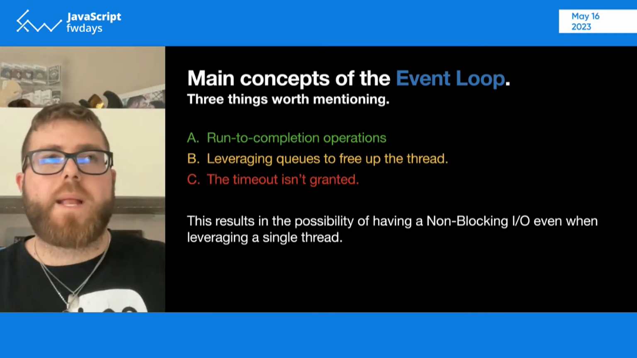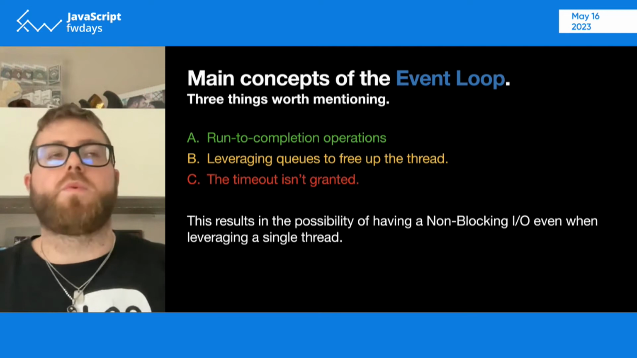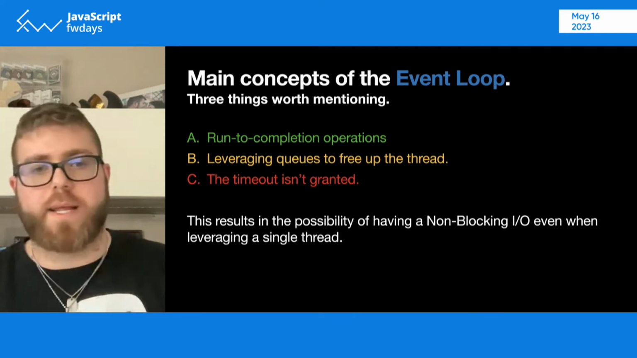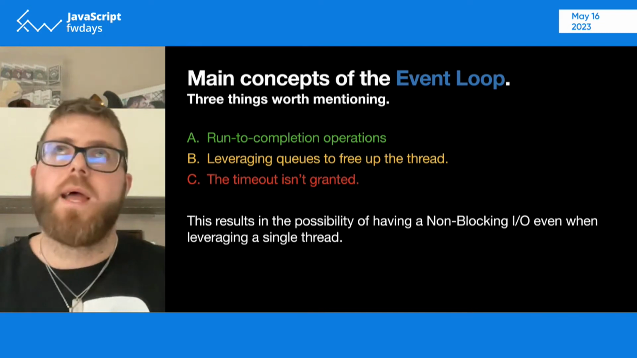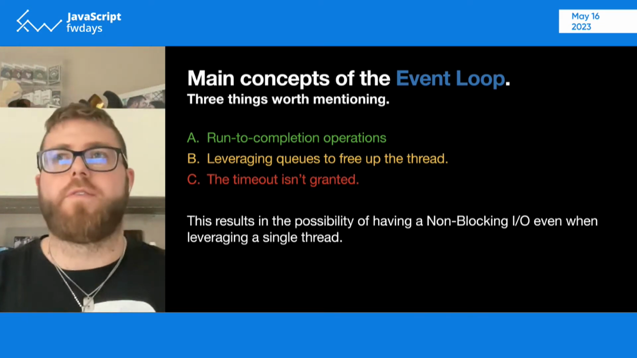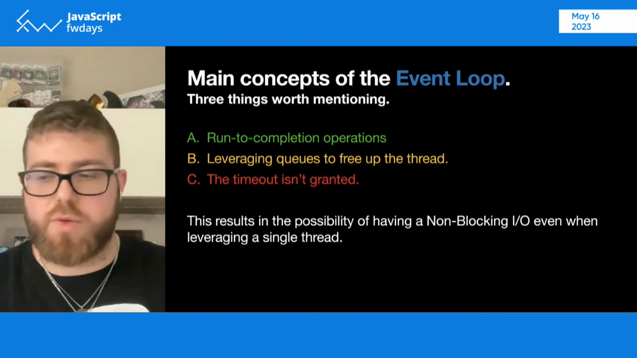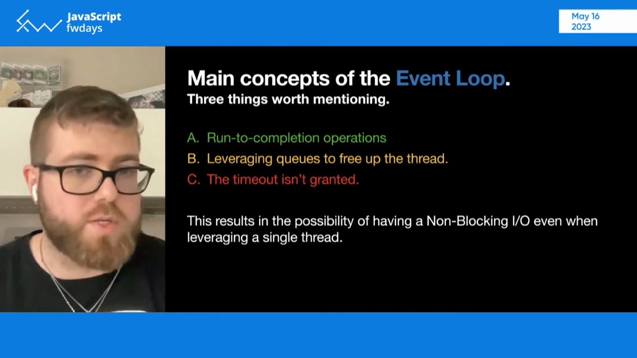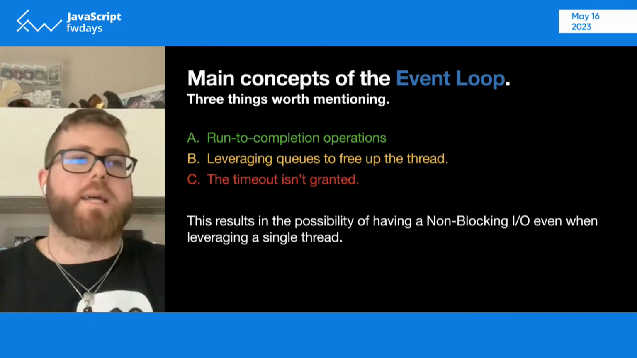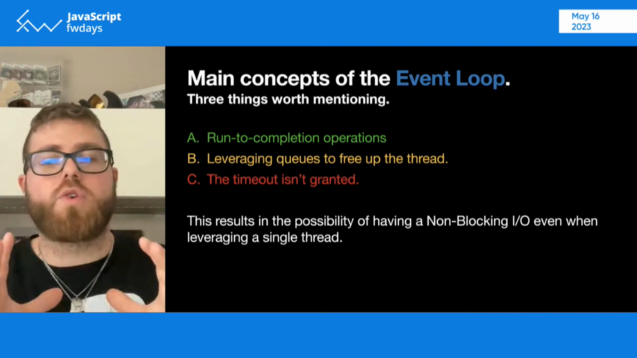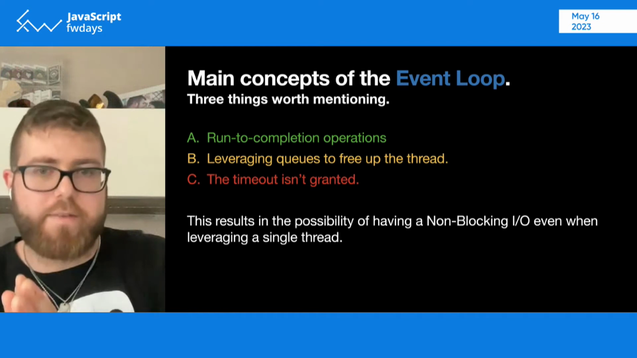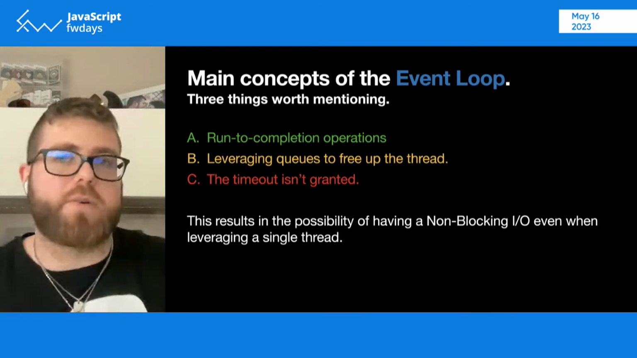So let's go to the third thing worth mentioning. The timeout isn't granted. So what do we mean by that? Let's say we call a setTimeout of half a second in our application and then wait for it to be executed, so for our callback to be put back in the stack. This setTimeout just grants us that the execution of the callback will be at least 500 milliseconds, so half a second, in the future.